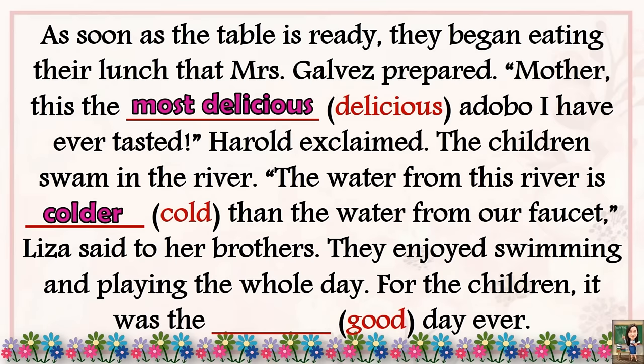They enjoyed swimming and playing the whole day. For the children, it was the blank. So inside the parentheses is the word good. What should be the correct degree of the word good? Very good! Best! For the children, it was the best day ever.